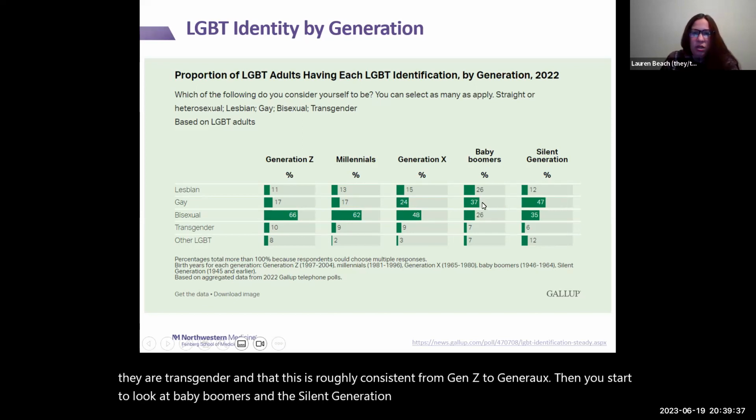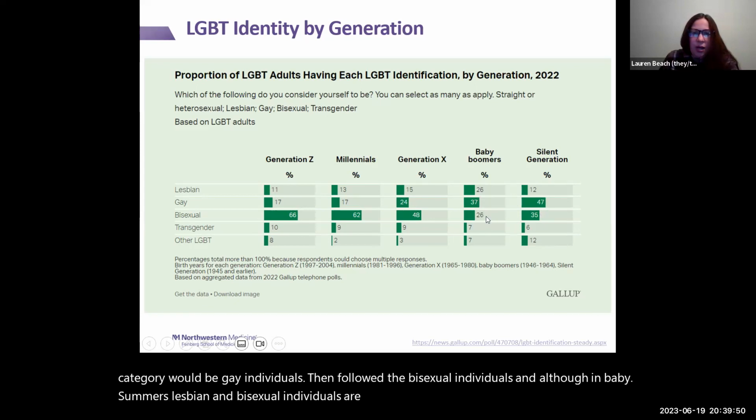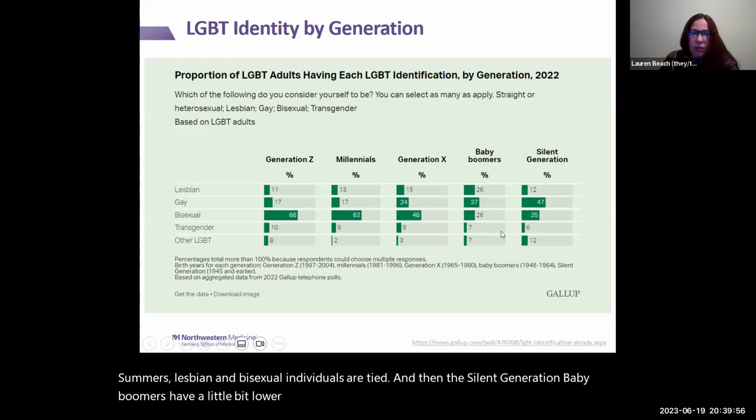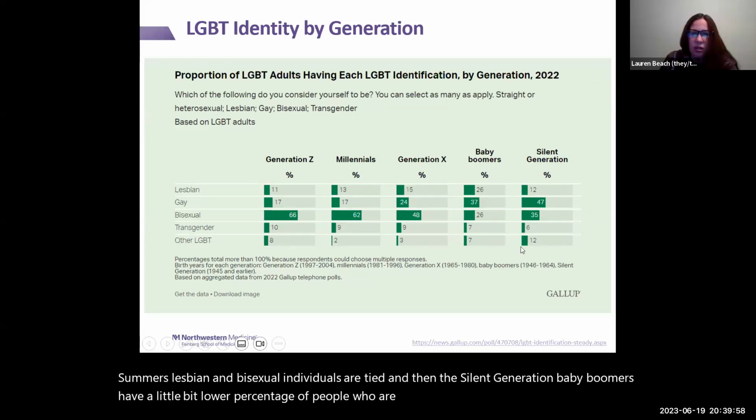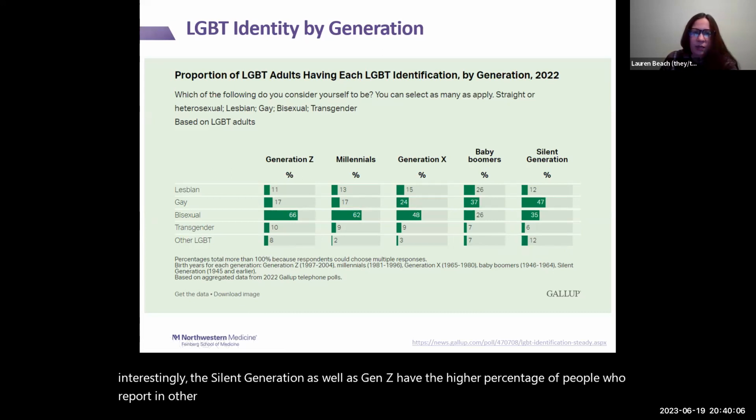However, the single largest sexual minority category would be gay individuals, followed by bisexual individuals, although in baby boomers, lesbian and bisexual individuals are tied. And then the silent generation and baby boomers have a little bit lower percentage of people who say they are transgender. And interestingly, the silent generation, as well as Gen Z, have the higher percentage of people who report an other LGBT identity.